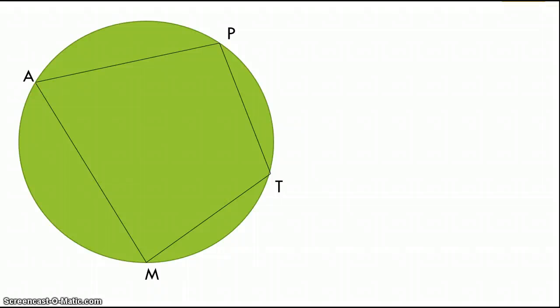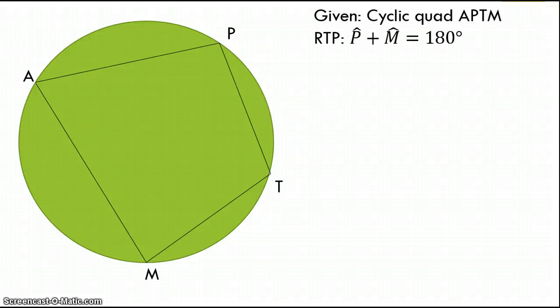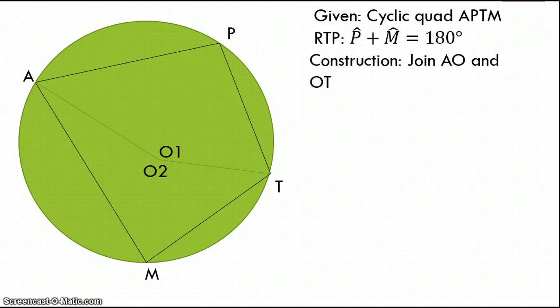What you have in front of you is a cyclic quad, APTM, with all 4 corners on the edge of the circle. And what we're going to do is to try and prove that the opposite angles are supplementary. In particular, we're going to start with P plus M equals 180. That's what we're trying to prove. RTP means required to prove. We need to make a construction.